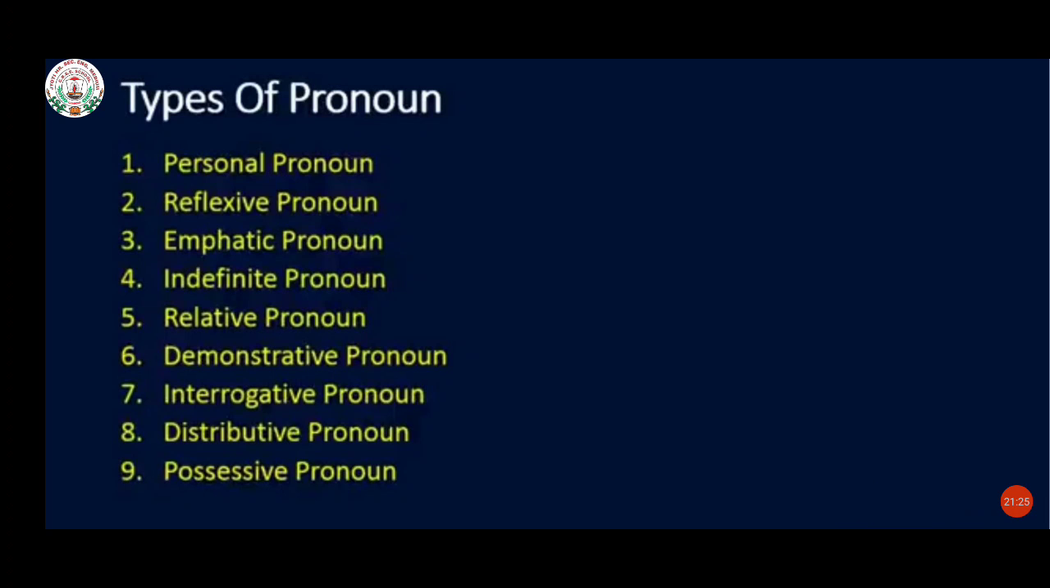So students, here we have completed the types of pronouns. The first one we have gone through is personal pronoun, second reflexive pronouns, third emphatic pronoun, fourth indefinite pronoun, fifth relative pronoun, sixth demonstrative pronoun, seventh interrogative pronoun, eighth distributive pronoun, and the last one we have gone through is possessive pronoun.